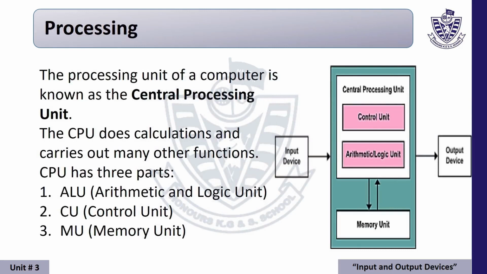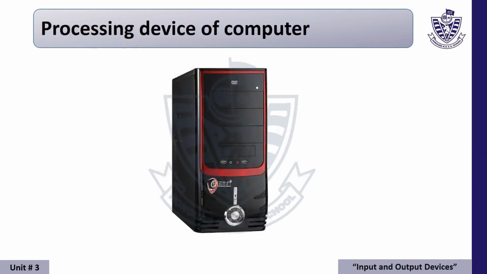Now the second topic of this unit is processing. The processing unit of a computer is known as Central Processing Unit. The CPU does calculations and carries out many other functions. CPU has three parts, namely ALU stands for Arithmetic and Logic Unit, CU stands for Control Unit, MU stands for Memory Unit. Processing device of computer. Students, here you can see a device of computer that is called CPU. CPU is the main part of the computer that is used to process the data given to it.